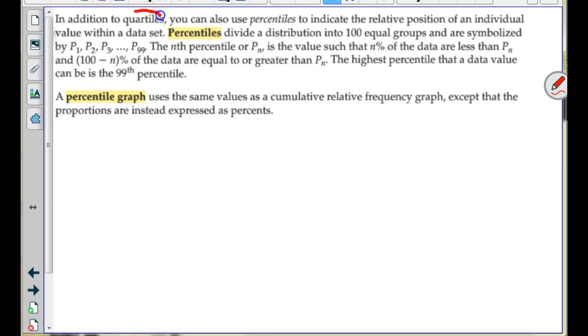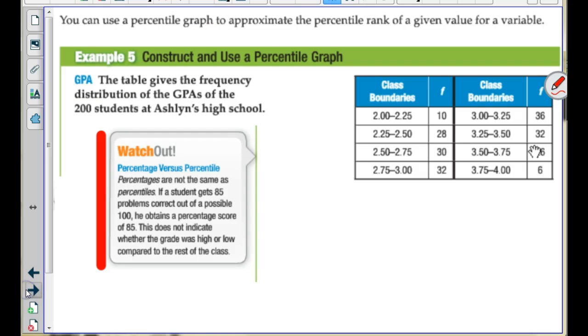In addition to talking about quartiles, where we did Q1, Q2 or median, Q3, you can also look at percentiles, okay, to indicate the relative position of an individual within a set of data. Percentiles divide a distribution into 100 equal groups and are symbolized here. The highest percentile would be the 99th percentile. A percentile graph uses the same values as a cumulative relative frequency graph, except the proportions are instead expressed as percent. What in the world does that mean? Well, here's an example, okay?